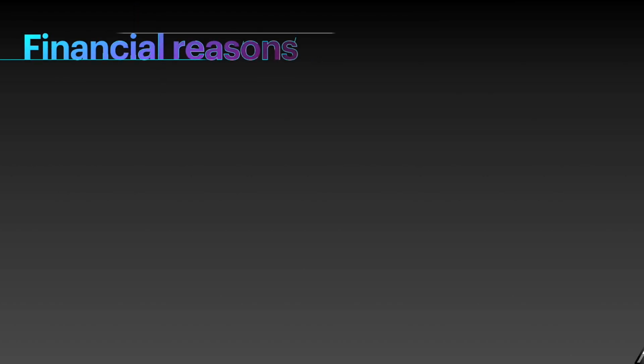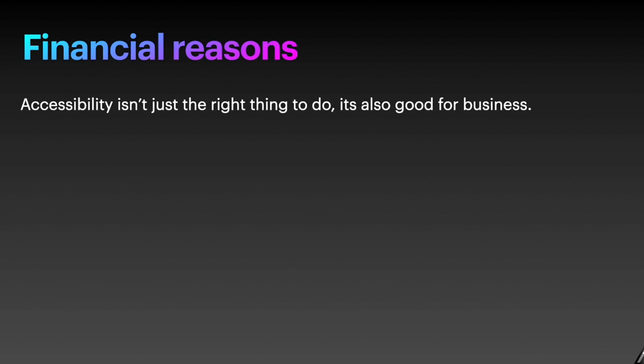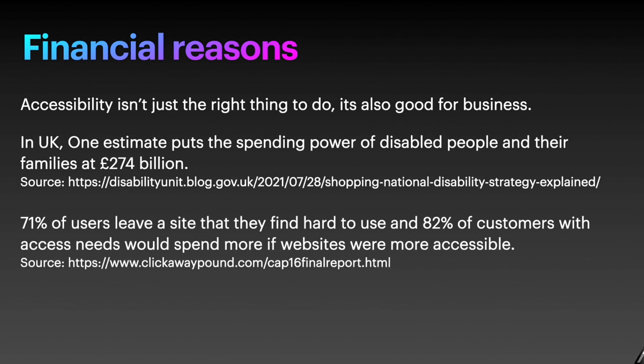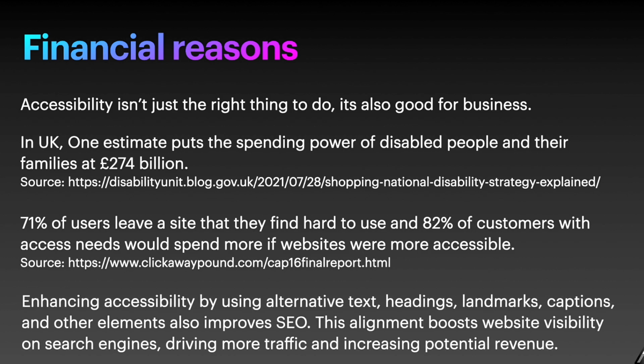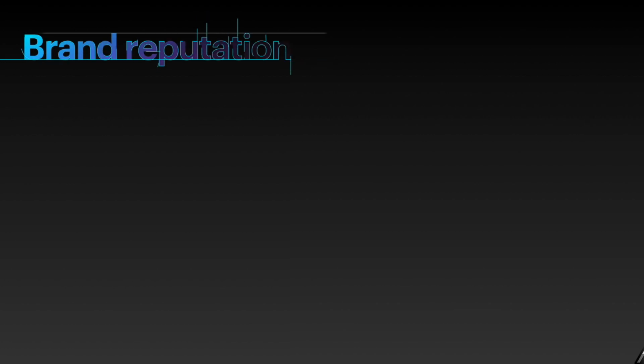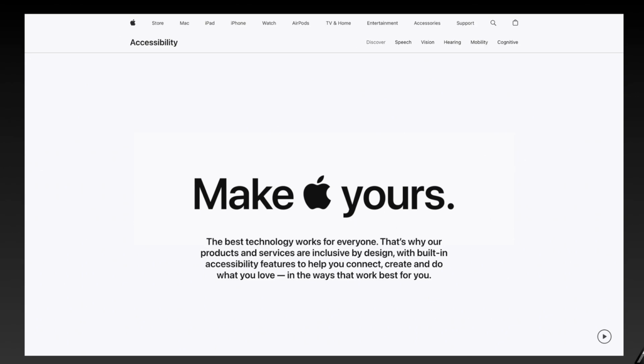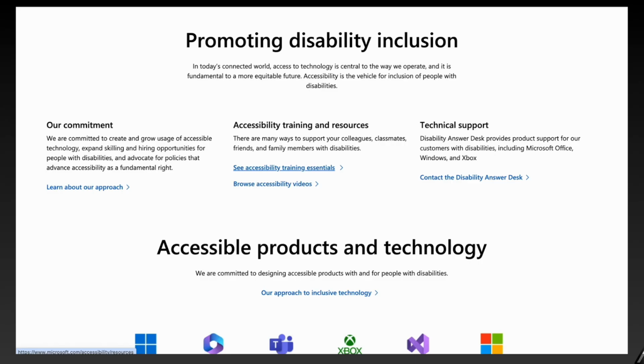Financial reasons. Accessibility isn't just the right thing to do, it's also good for business. People with disabilities represent a significant portion of the global population and a growing market segment. By making your website and application accessible, you tap into this potential customer base. Brand reputation. A commitment to accessibility enhances an organization's public image and can lead to positive press. Accessibility is no longer a niche concern but a core principle for major tech companies. Apple has long been a champion of accessibility, integrating features like VoiceOver and Switch Control in their devices to empower users with diverse needs. Microsoft has made significant strides in recent years, offering tools like text to speech functionality across their software suite.